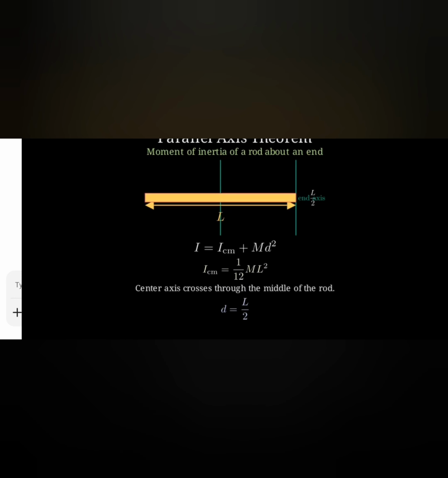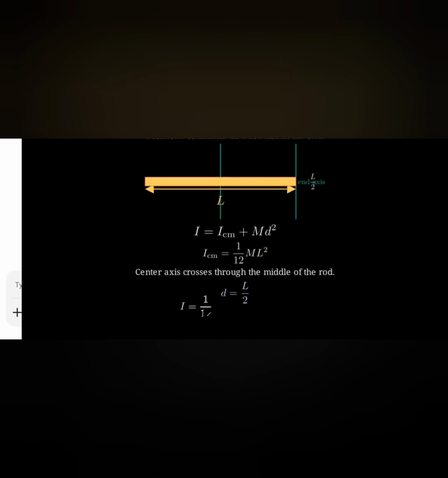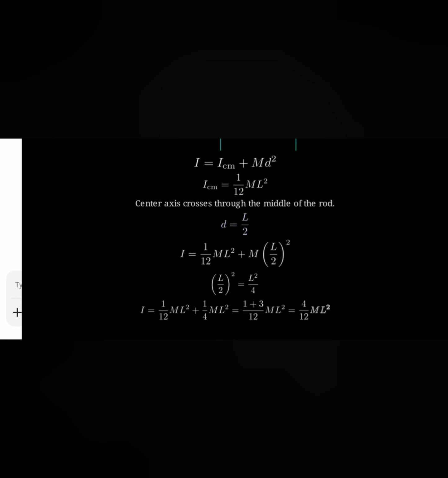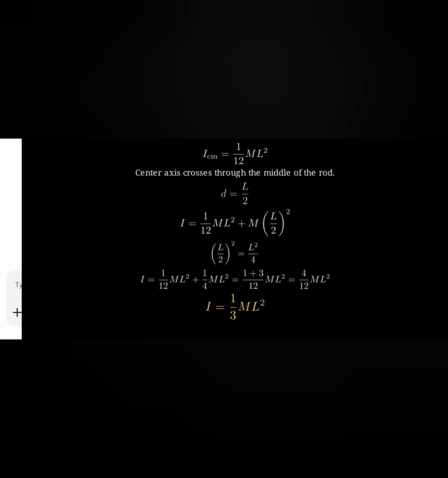Now let's substitute I center of mass and d into the formula. We get I equals 1/12 ml squared plus m times (L/2) squared. Now add the fractions. 1/12 plus 1/4 gives 4/12, so the entire expression becomes 1/3 ml squared. This is the moment of inertia about the axis running through one end.